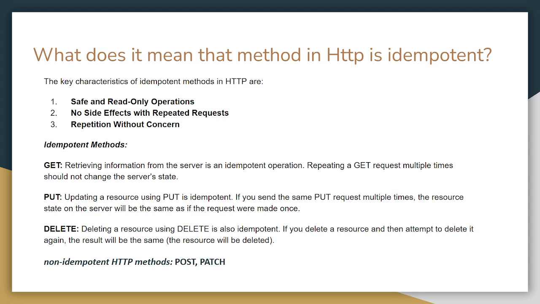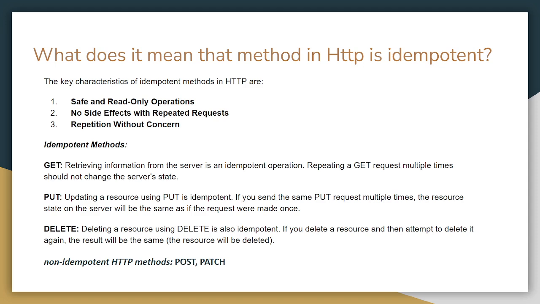Next, some of the common idempotent methods are like GET request. Retrieving information from the server is an idempotent operation. Repeating a GET request multiple times should not change the server state. So normally when you are fetching something, you should use a GET request, so that you can get the same response from the database.